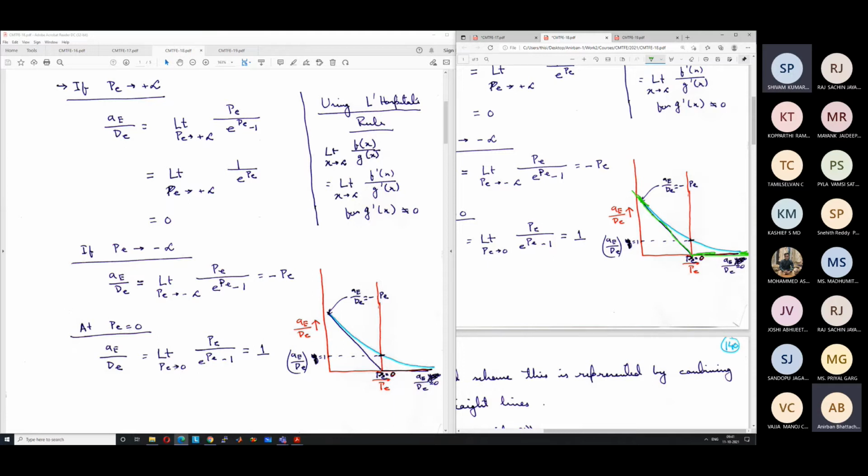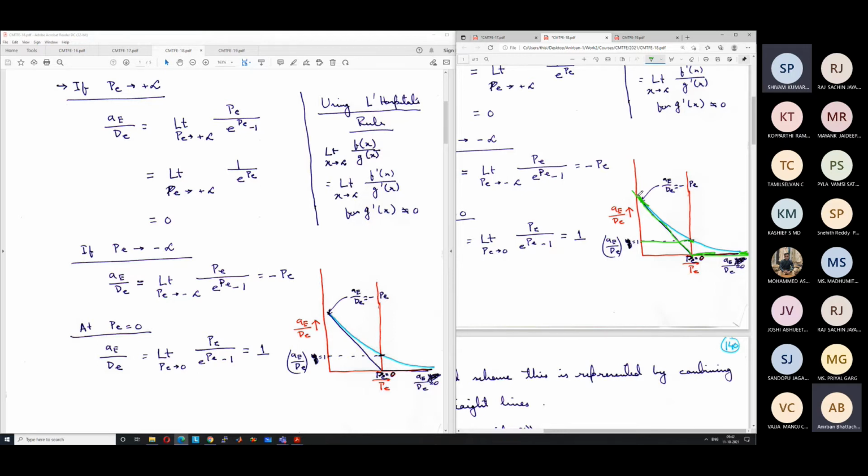For P equal to 0, A by D is equal to the limit P tends to 0 of P by (e to the power P minus 1). This limit is equal to 1 because the limit as x tends to 0 of (e to the power x minus 1)/x equals 1. So A by D is equal to 1 at P equal to 0. I have denoted it here also. This is 1. So now we have 3 points.